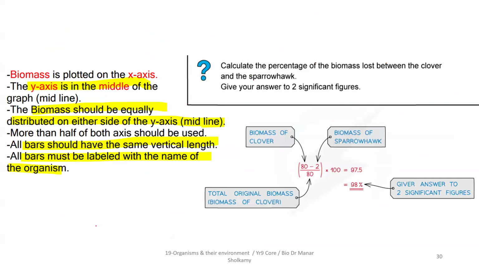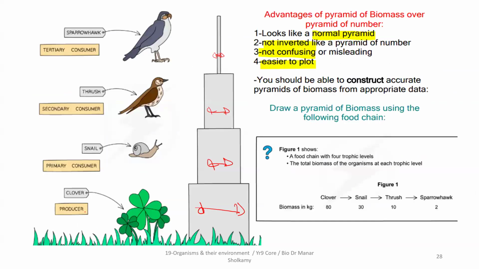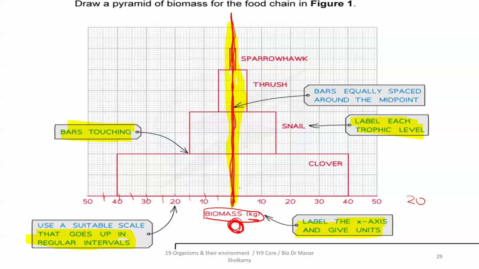Okay, now this is another example. The producer here is 80, so this is 40 and 40. I'll go to my graph. I'll go to my 0, 40 on the left of the line or the y-axis and 40 on the right of the line.